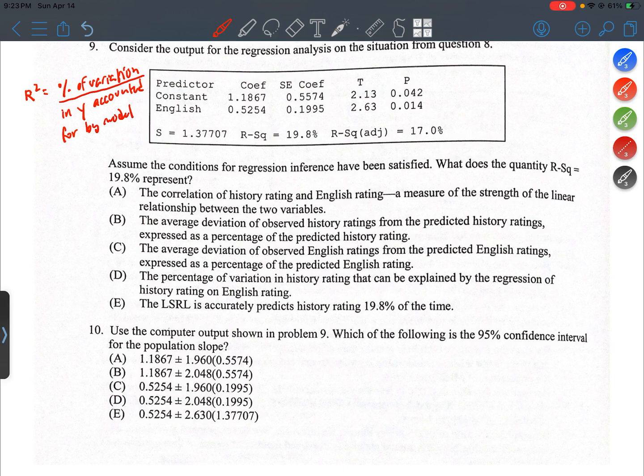So I'm immediately drawn to D, right? It says the percent of variation in history rating, which was the response variable, that can be explained by the regression of history rating on English rating. The regression is the model, right? We're using a regression model. All right, I'm going to go with D.